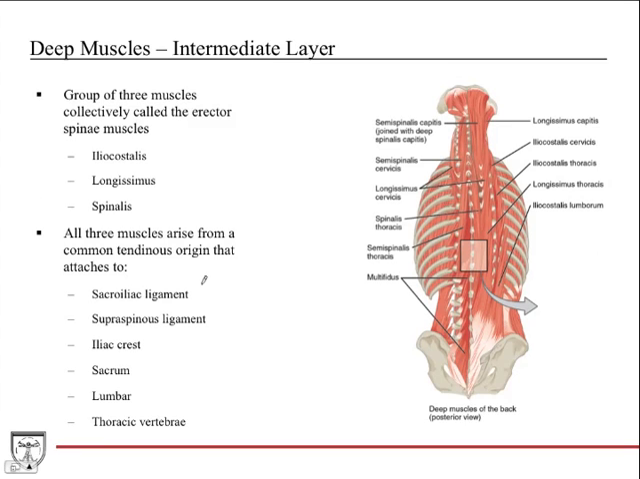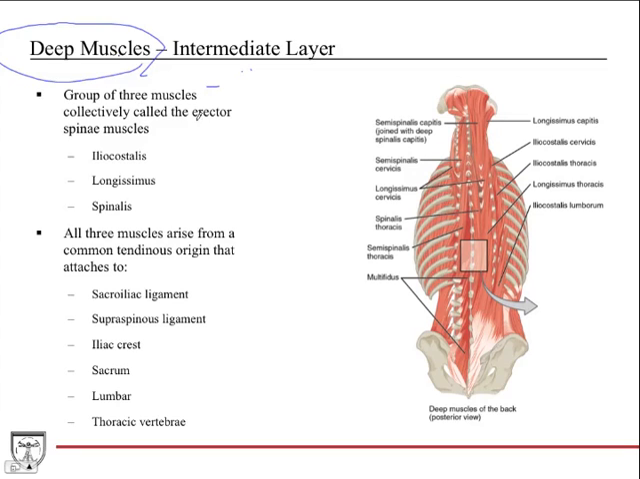So now that we've done the deep layer, let's get into the intermediate layer. This is still the deep muscles of the back, okay? So we're still deep into the back. There's still the intermediate and the superficial muscles of the back. So this is the intermediate layer of the deep muscles, okay?